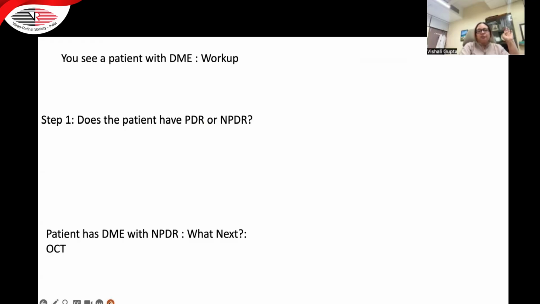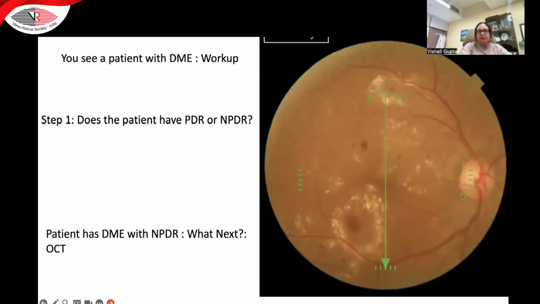So now we come to the next step from the eye point of view. So you see a patient of diabetic macular edema, what should you do? I think step one is you have to find out, does the patient have associated proliferative diabetic retinopathy? Because then the equation will change. For the purpose of this talk, we will assume the patient has non-proliferative diabetic retinopathy with macular edema, and our focus is to manage macular edema.